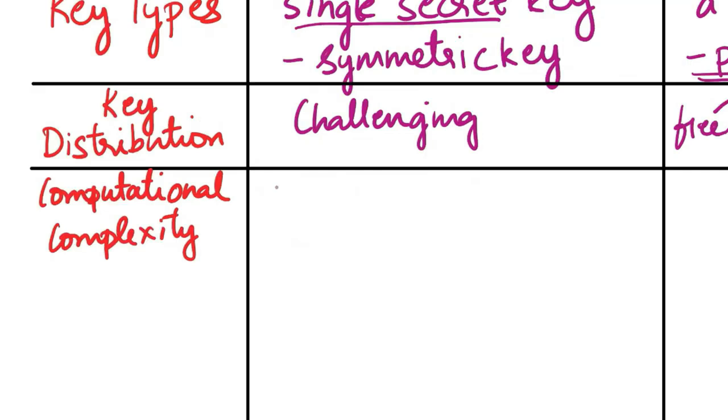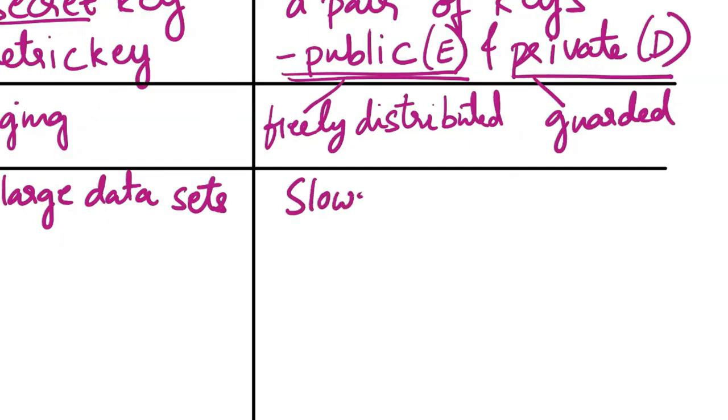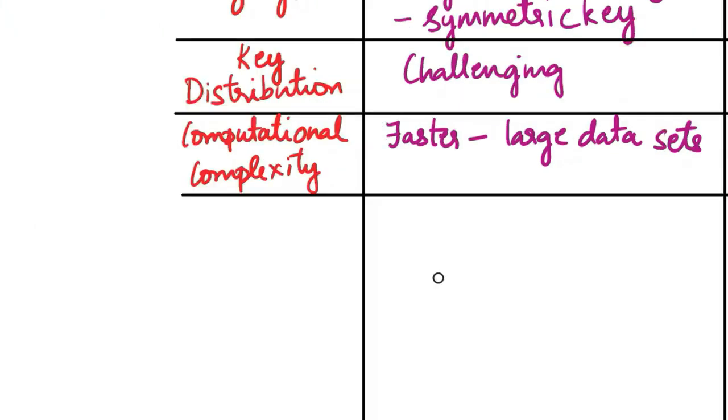In symmetric one, it is generally faster for both encryption and decryption, making it suitable for encrypting and decrypting large data sets. Asymmetric one is slower compared to the symmetric one due to complex mathematical operations, especially for encrypting or decrypting large data. Next aspect of comparison is security.